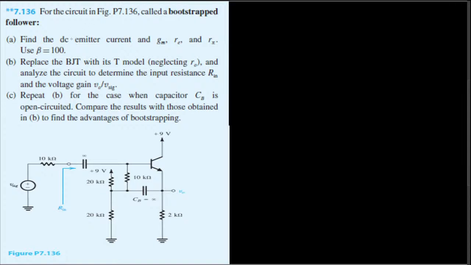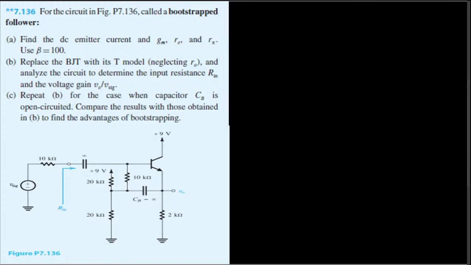Okay, the A part of the question is asking: find the DC emitter current and gm, rE and r-pi. Use beta equal to 100. When it's DC, what we do is we neglect the part with capacitors. So this one is going to act like an open circuit.